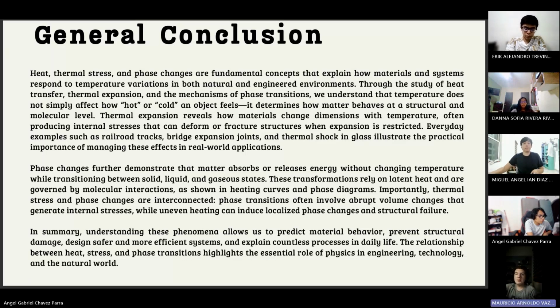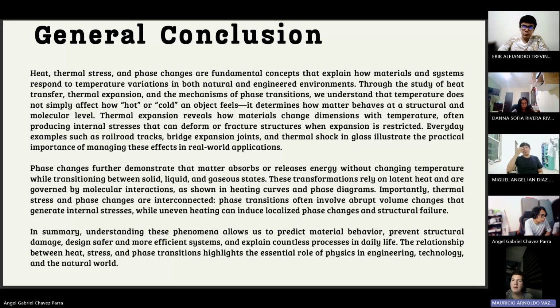General conclusion. Heat, thermal stress and phase change are fundamental concepts and explain how materials in systems respond to temperature variations in both nature and engineering.